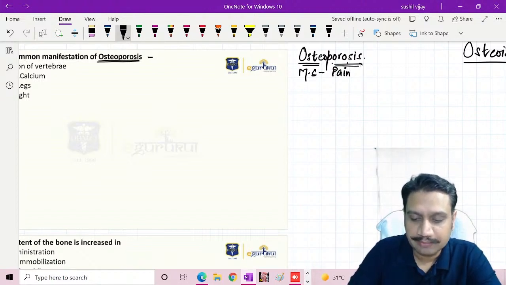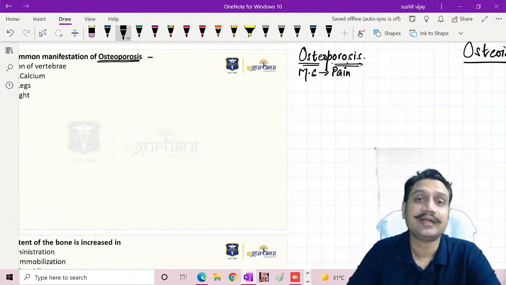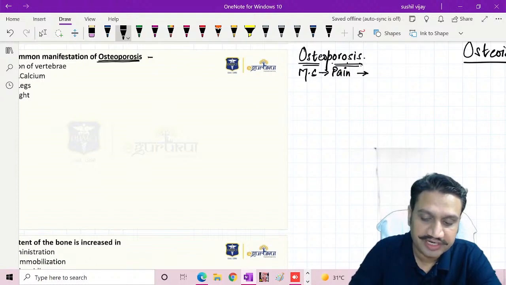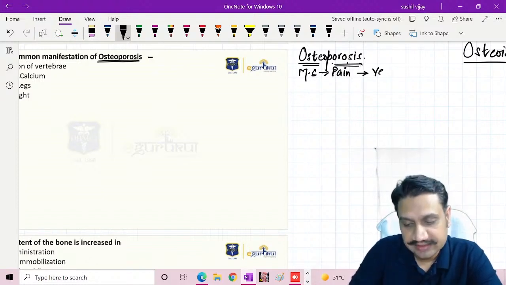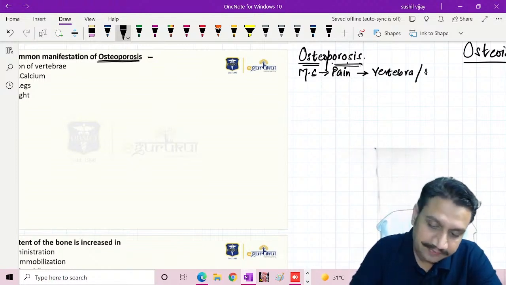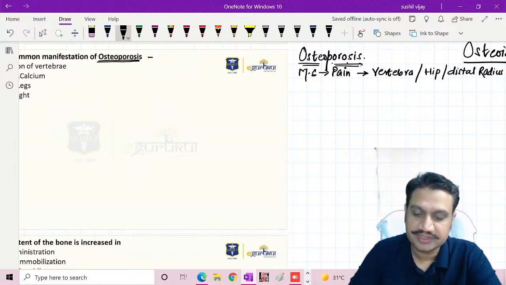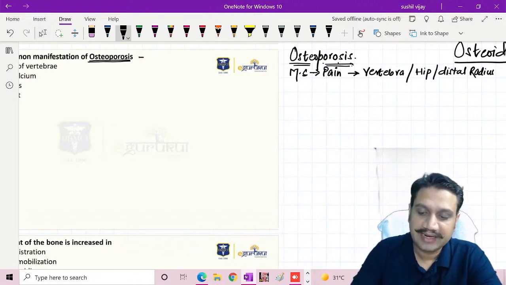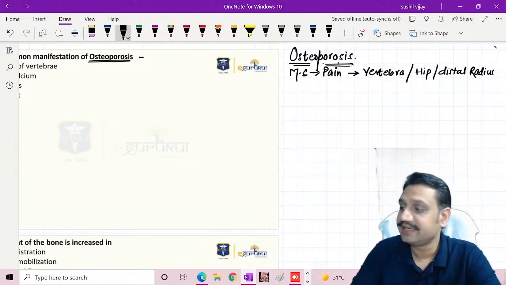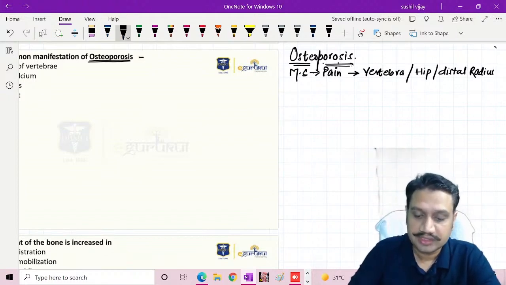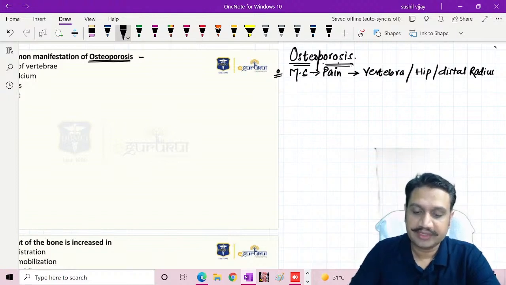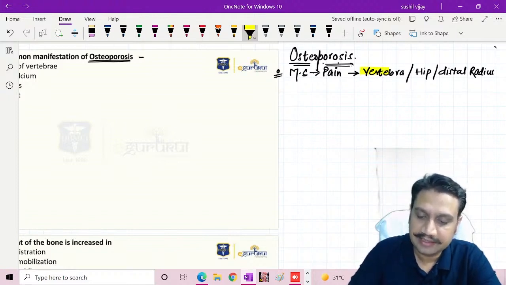Okay, most common complaint of any osteoporosis patient is pain, and this pain is localized to the 3 most common sites. What are those sites? Vertebra, the hip joint, and third is distal radius. These are the 3 most common sites affected in osteoporosis: vertebra, hip and distal radius.